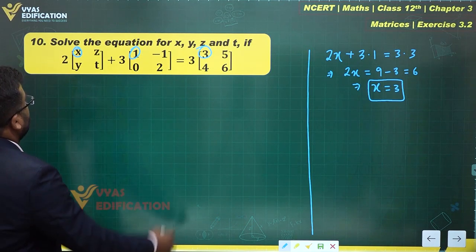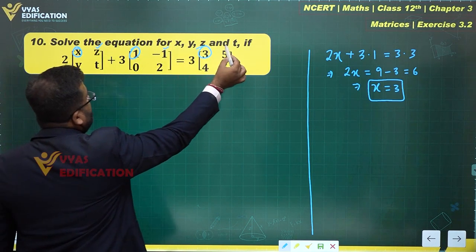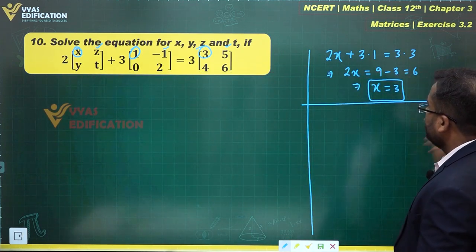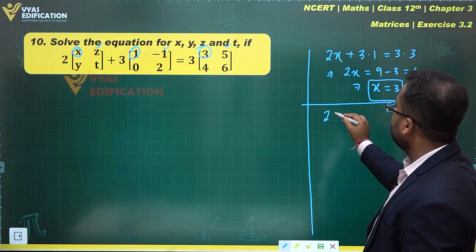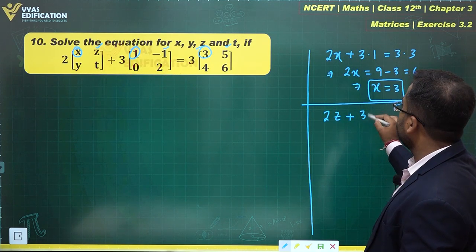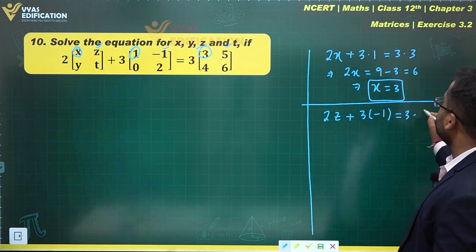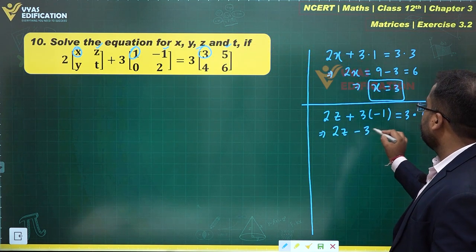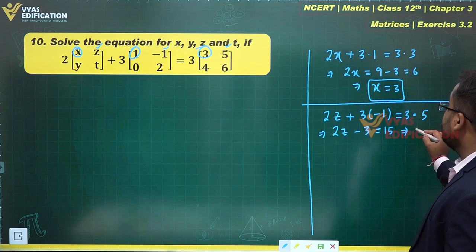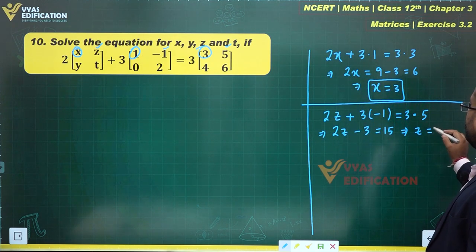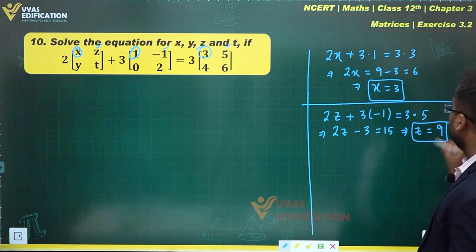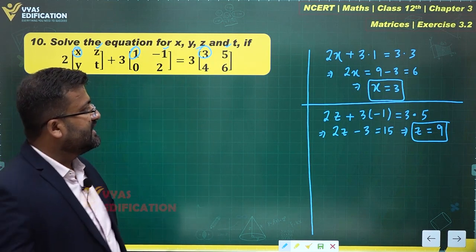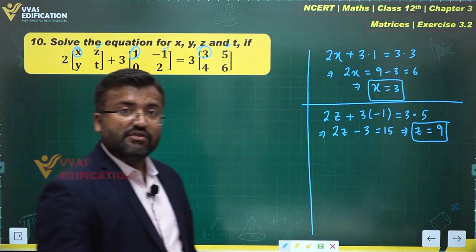Alright. So similarly, can I compare this, this and this, right? The first row, second column. Yes, I can compare that. On the LHS, you have 2 times z plus 3 times minus 1 is equal to 3 times 5. What you have is 2z minus 3 is equal to 15, or z equals 18 by 2, which is 9. This is what you get. On the RHS, you will have 15 plus 3, which is 18, divided by 2, that is 9. The value of z can be obtained using this step, right?